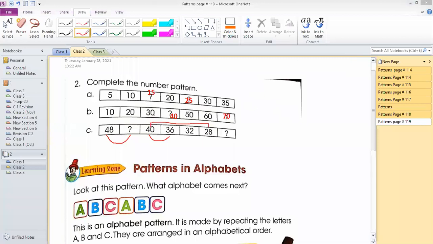What I will do, I will see first whether the pattern is in increasing order or in decreasing order. This is 40 and this is 36. So which number is greater, guys? 36 is greater or 40 is greater? Tell me. 40. Very good. 40 is greater. That's 36 is a smaller number. That means we are adding in this pattern or subtracting? Very good. We are subtracting.